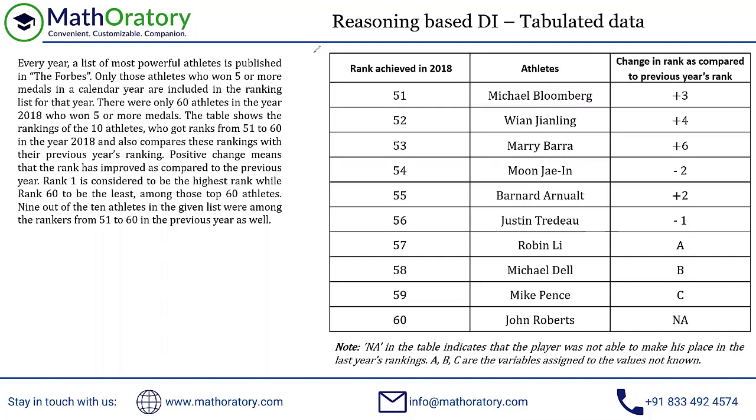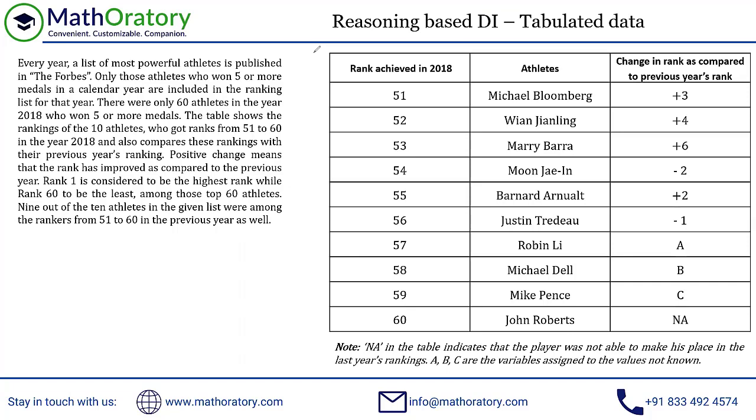This is a very typical kind of DI set that you can expect nowadays in these aptitude tests. In CAT and XAT, you would have either an innovative graph or a combination graph or a reasoning based DI. So this is an example of a reasoning based DI in which you have to solve something from the set initially, and then you have to solve question by question.